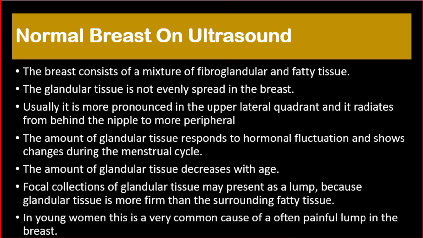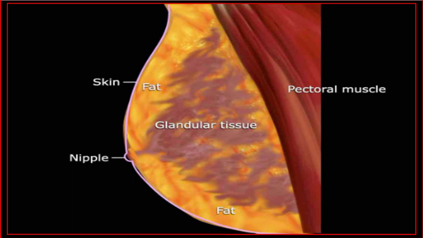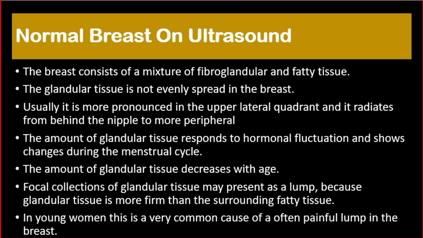The breast consists of a mixture of fibroglandular and fatty tissue. The glandular tissue is not evenly spread in the breast. Usually it is more pronounced in the upper lateral quadrant and it radiates from behind the nipple to more peripheral. The amount of glandular tissue responds to hormonal fluctuation and shows changes during the menstrual cycle. The amount of glandular tissue decreases with age.